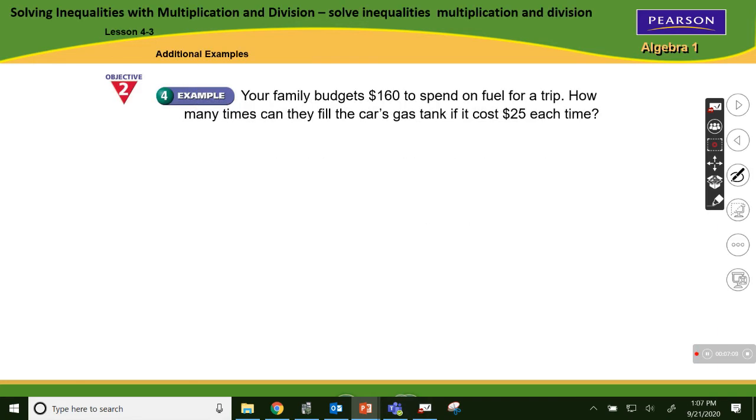All right. So it says your family budgets $160 to spend on fuel for a trip. Question asks, how many times can they fill the car's gas tank if it costs $25 each time? So we have to say, what are we looking for? We're looking for the number of times they can fill the gas tank. So x equals number of, I'm going to call them fill-ups. Filling up the gas tank.